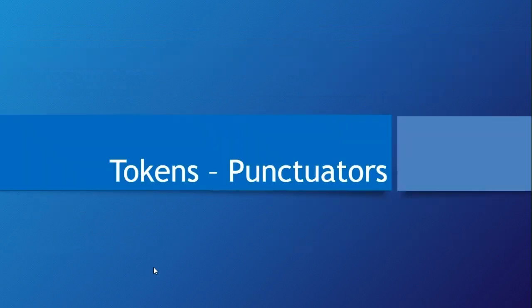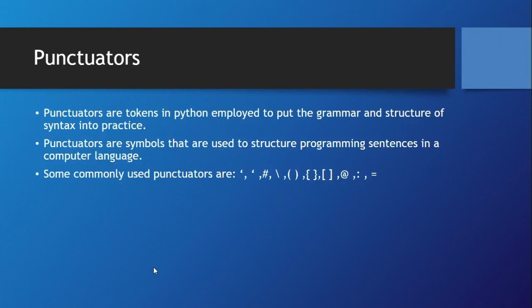Next, the tokens we have are punctuators. Punctuators are tokens in Python employed to put the grammar and structure of syntax into practice. Punctuators are symbols that are used to structure programming sentences in a computer language. Some commonly used punctuators are comma, hashtag, backslash, round brackets, curly braces, square brackets, at the rate, colon, and equal to.